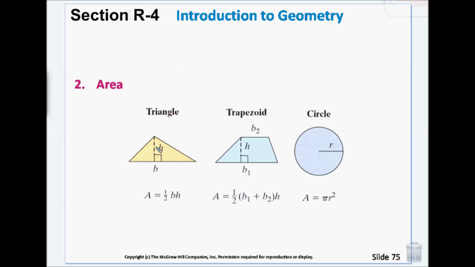Okay, area of a triangle is 1/2 base times height, or you can also think of it as base times height divided by 2. Same thing. Half is to divide by 2. So if you don't like multiplying by fractions, even though it's just a half, but you don't like it, then you can divide by 2.